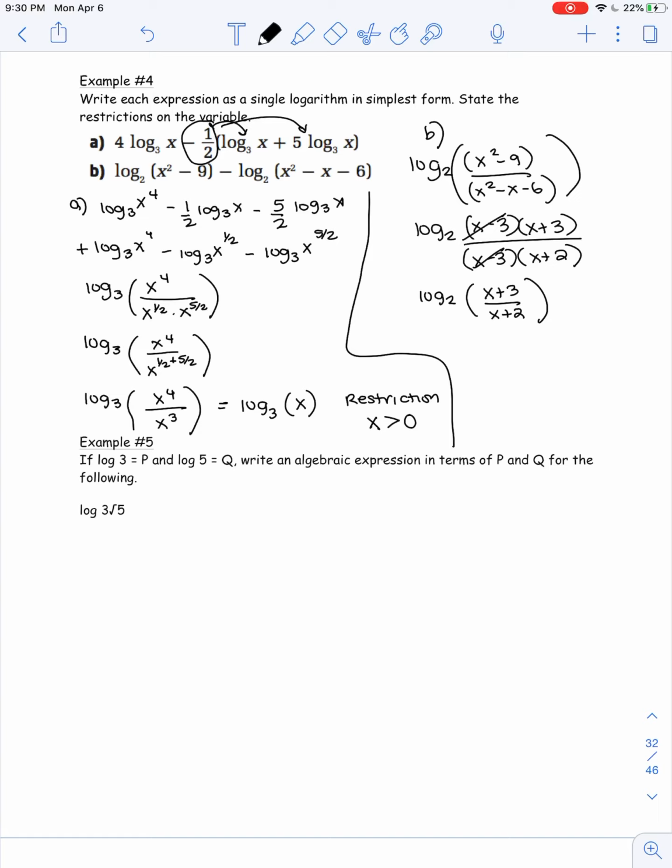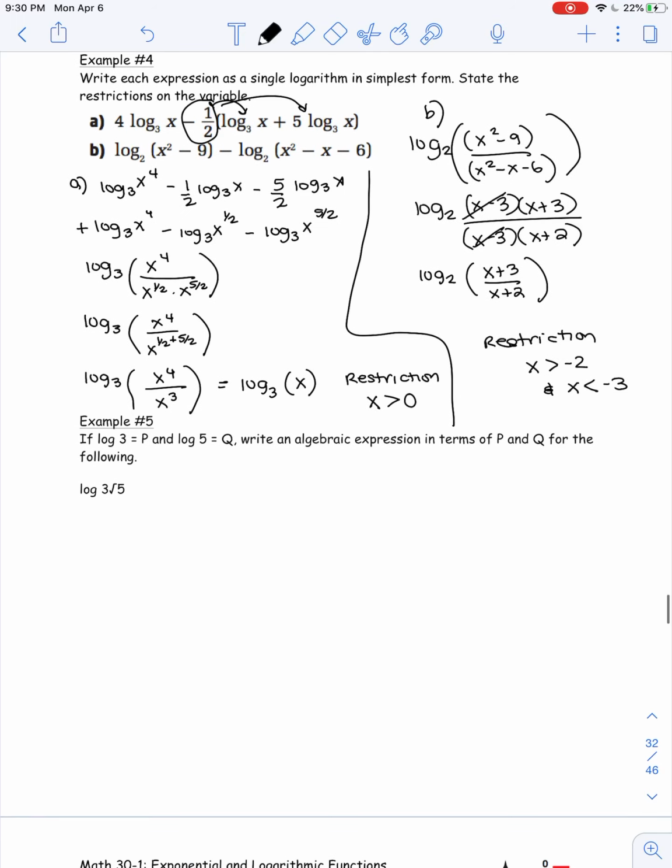We're going to say that our graph is going to exist, our restriction is going to be where x is greater than -2 and where x is less than -3. So if we look at the picture, that gives us a better estimation of it instead of just guessing. So I'm using the domain where it's less than and greater than.